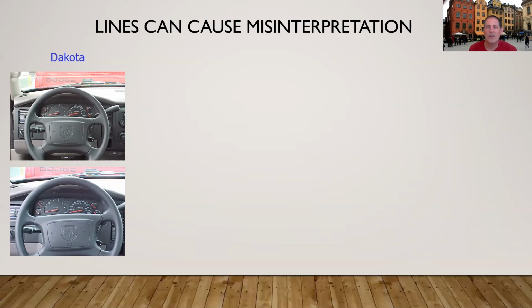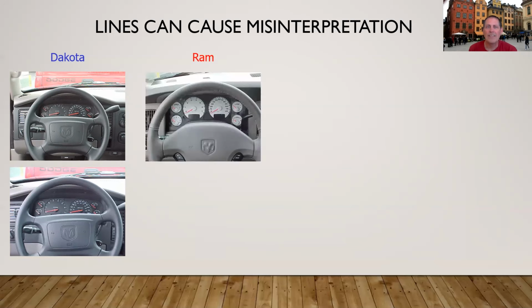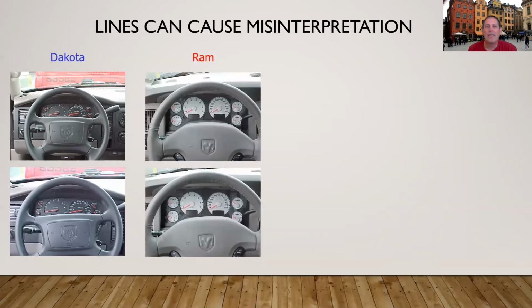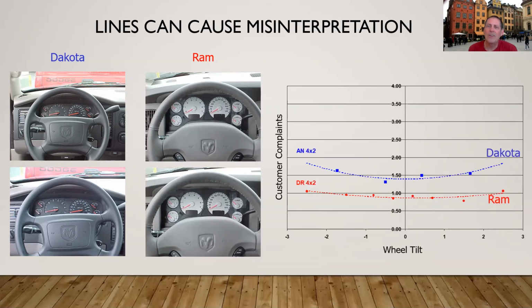Here's another Chrysler product, the Dodge Ram, and a slightly different shape of the line at the hub of the steering wheel there. When it's at the same amount of misalignment, it's not quite as disturbing for most people. And if you look at the data collected on the customer complaints that came through, the Dodge Dakota had a higher number of customer complaints for minimal tilt in the wheel. Now, I should mention the minor tilt in the wheels here has no impact on the performance of the vehicle. It is simply a minor misalignment during the assembly process. The overall performance of the vehicle is entirely correct.